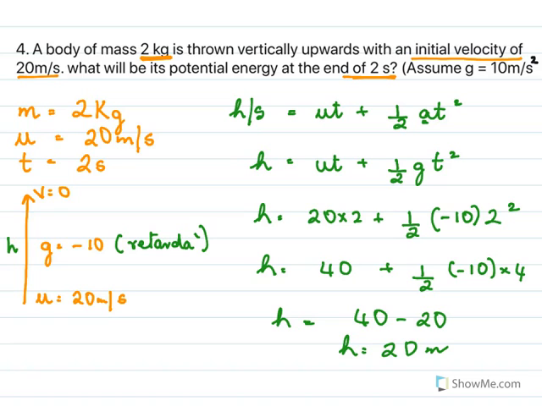Now it's time to find the potential energy, and you know the formula for potential energy is mgh. m is 2, here we will take g as 10. Now remember, energy is a scalar quantity, so there's no need for that g to be negative or positive. We just take it as 10, and the height is 20. So this is 400 joule, which will be the potential energy.